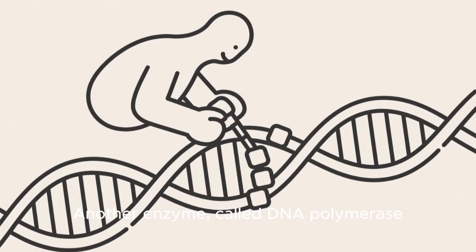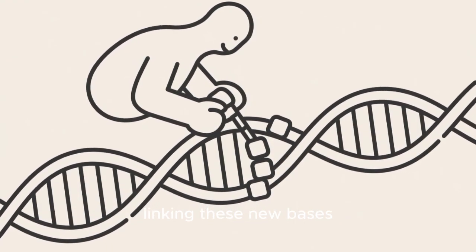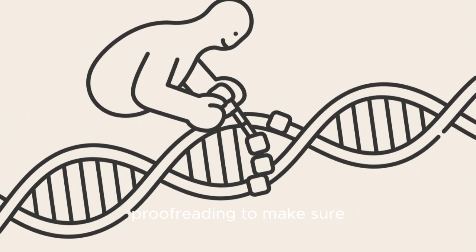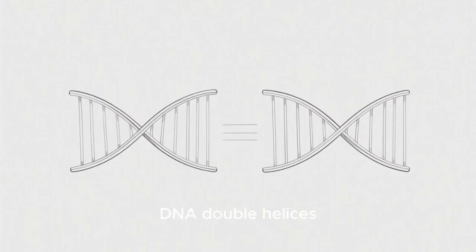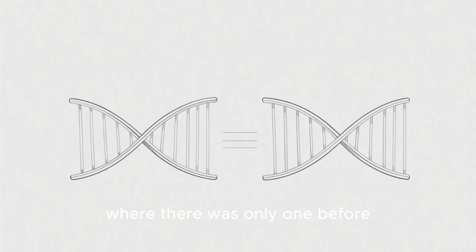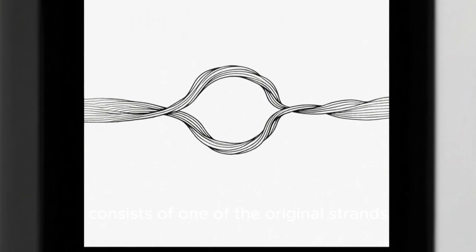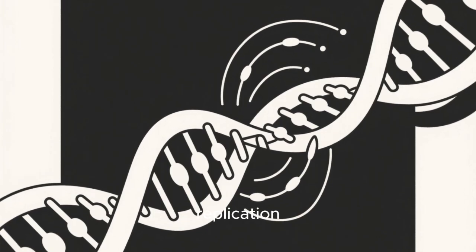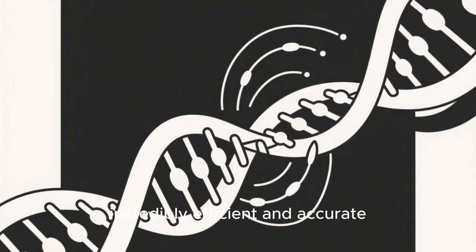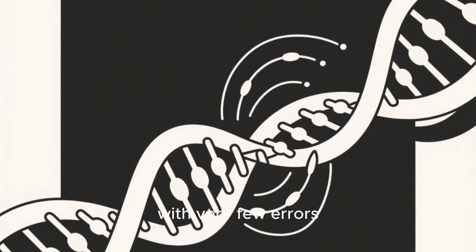Another enzyme, called DNA polymerase, moves along each strand, linking these new bases together and proofreading to make sure there are no mistakes. The end result is two identical DNA double helices, where there was only one before. Each new molecule consists of one of the original strands and one brand new strand. This is called semi-conservative replication, and it is an incredibly efficient and accurate way to copy billions of letters of code with very few errors.